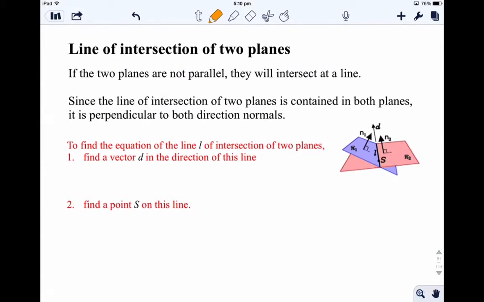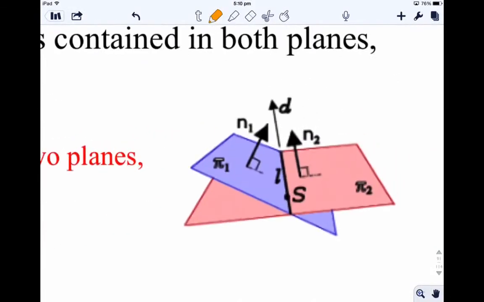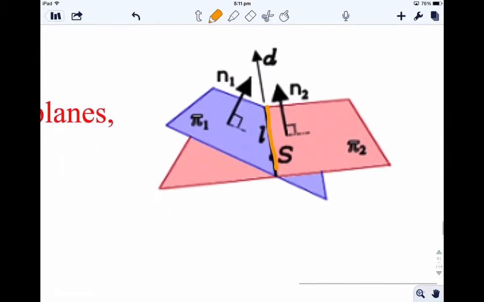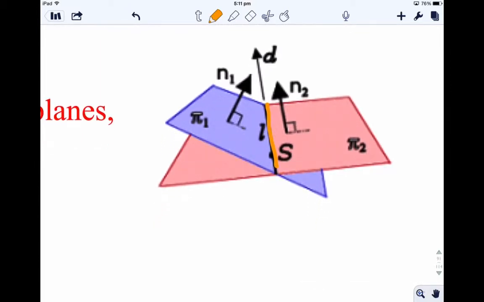Last one. If we've got two planes, what I now want to find is the equation of the line that forms the intersection of the two planes. This is a little bit trickier. The way we're going to do this is recognize that to get the equation of a line, we need two things. We need a point on the line, and we need the vector in the direction of the line. Firstly, the vector in the direction of the line. This is the trickiest bit.